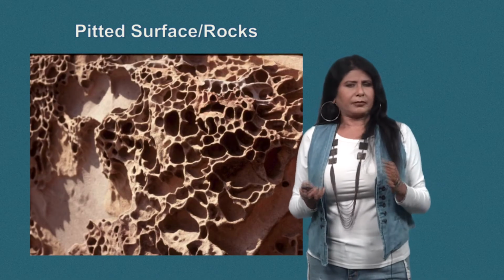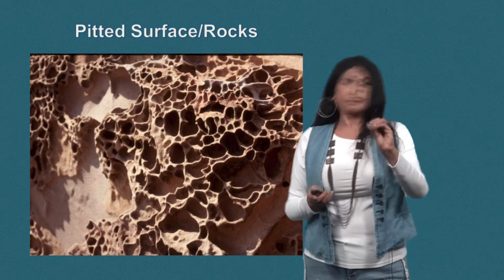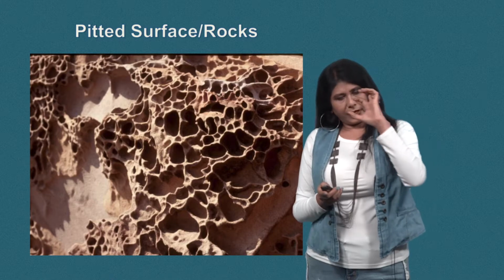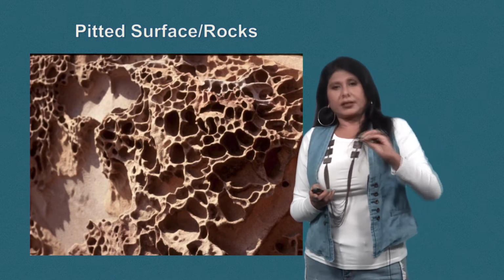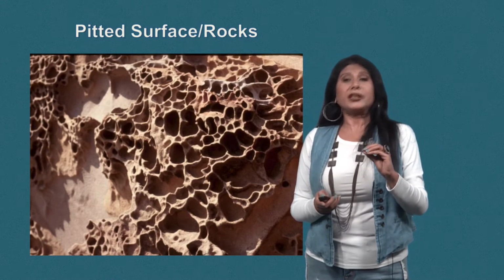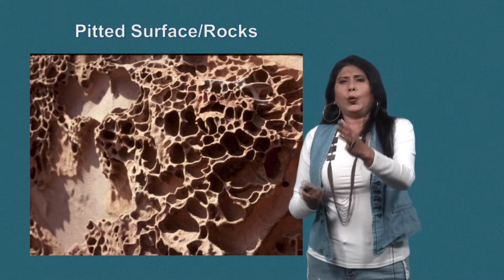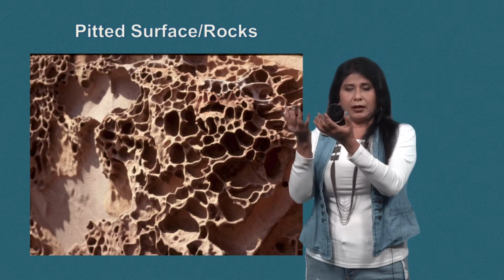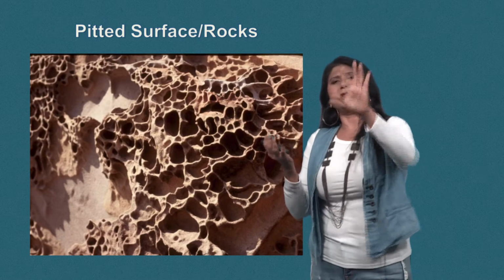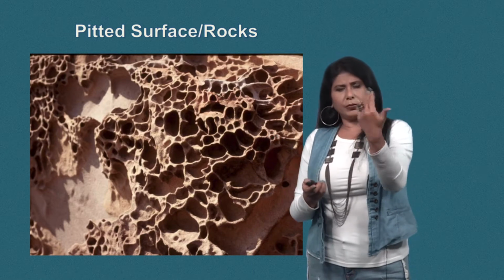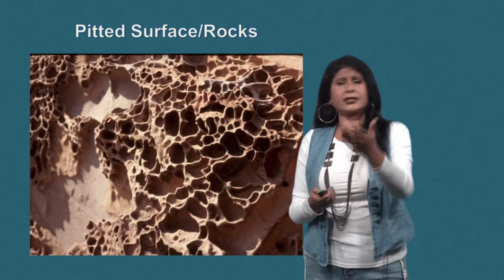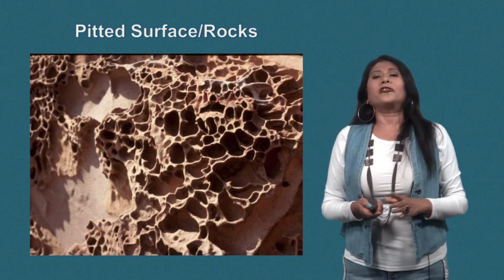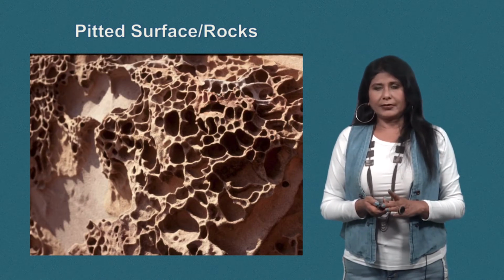Pitted surface, poke marks. On the rock we have such poke marks, which we call pitted surface. When the wind is carrying the sand, it will blast against the rock, trying to remove some, and such pitted surfaces and rocks are very common.